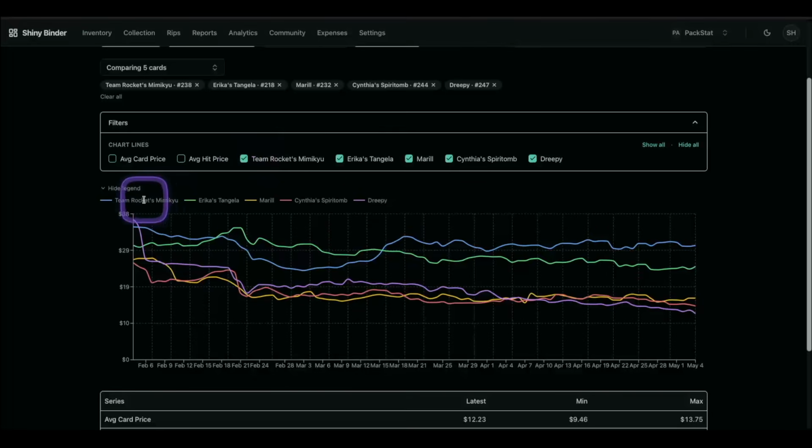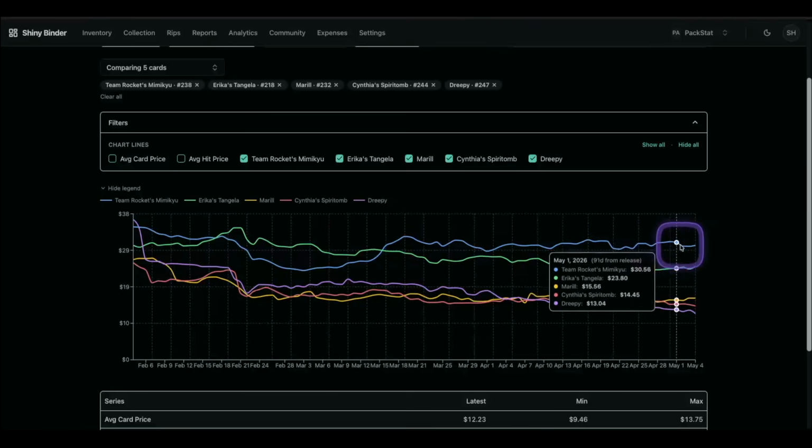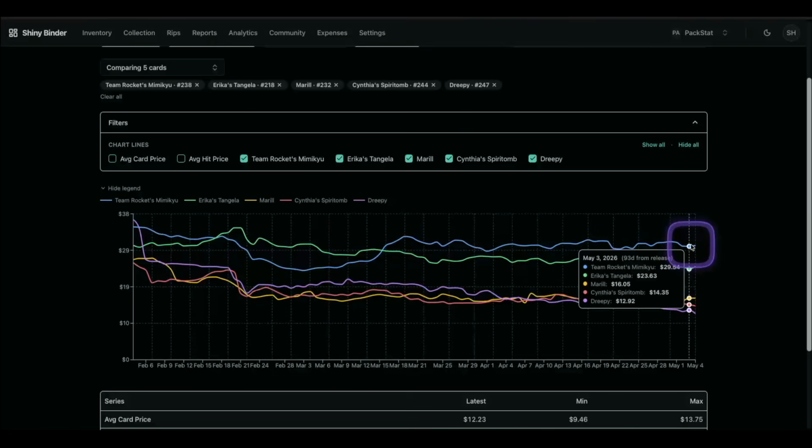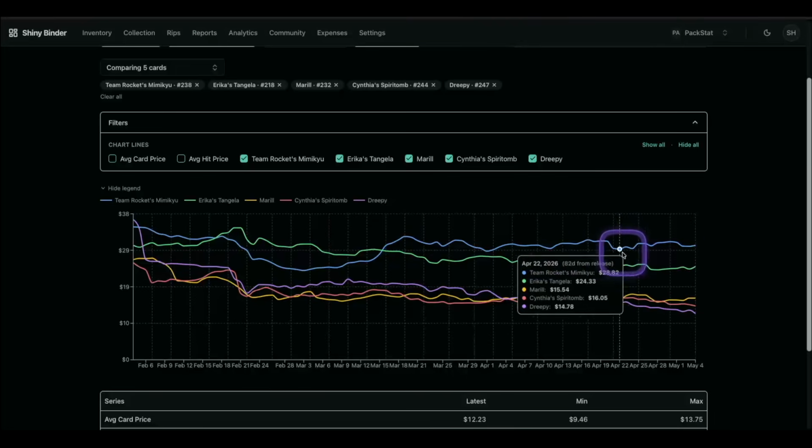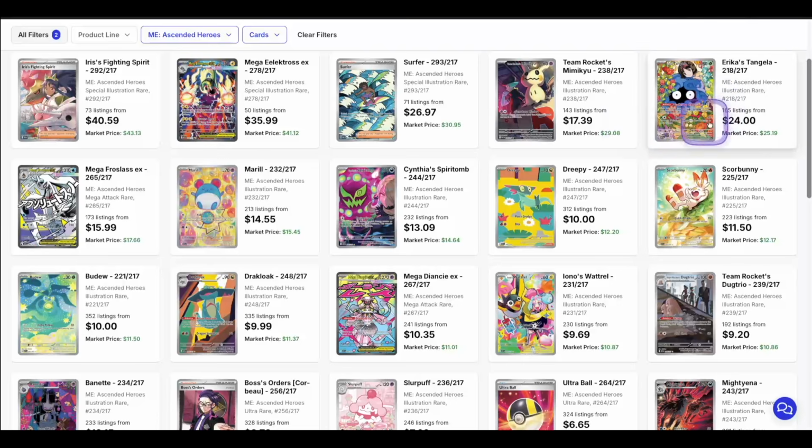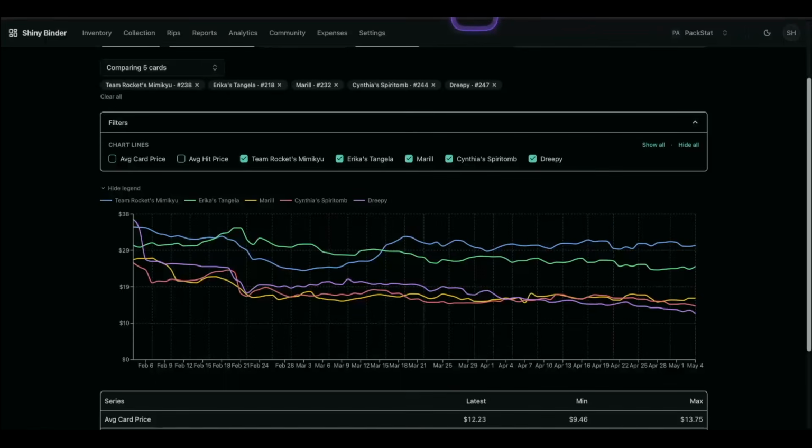Mimikyu is this blue line. Okay, so Mimikyu is actually kind of stagnant. This may be a good time to pick up a Mimikyu, or, if you want to wait for a drop, I don't know if a drop will happen. That is fine too. But Mimikyu could be a pretty good card to pick up. Another good card is Erica's Tangela. I think this is still on a decline, so you can watch for it to continue declining.